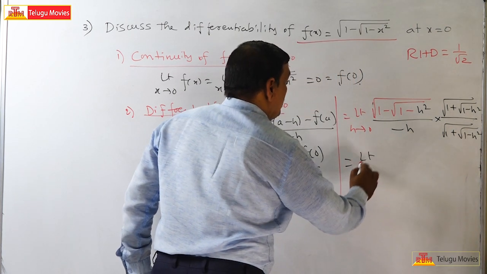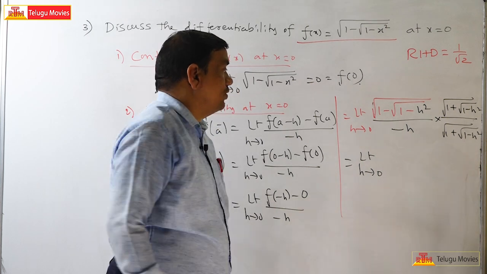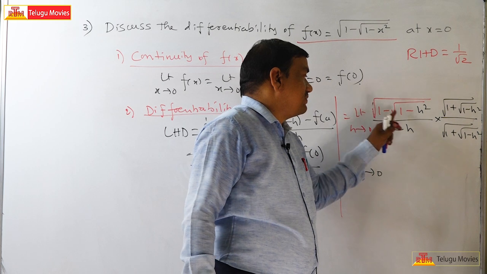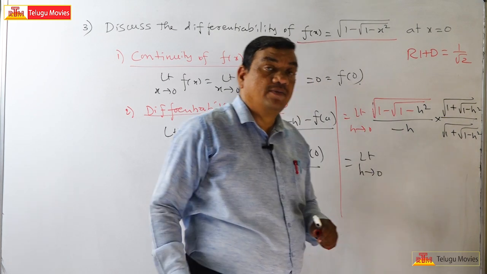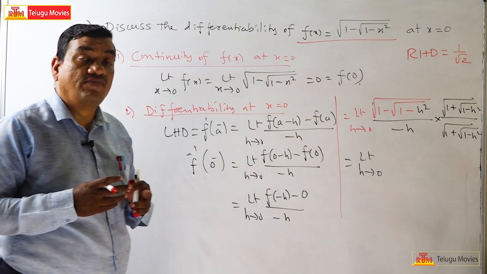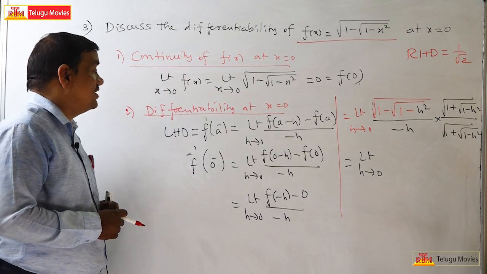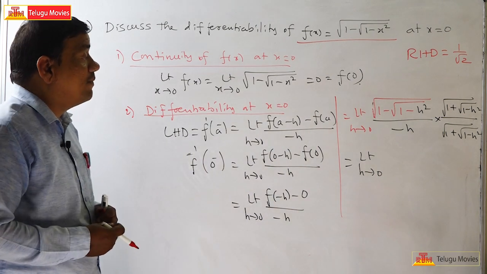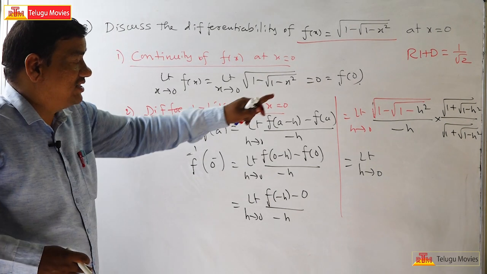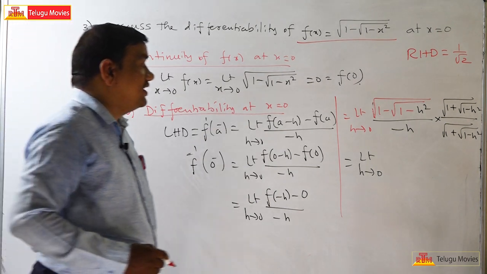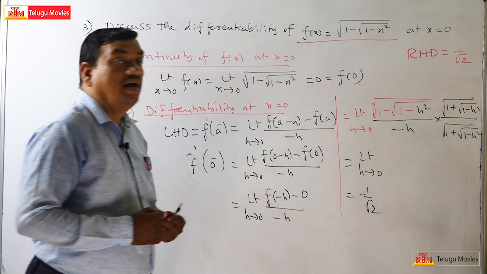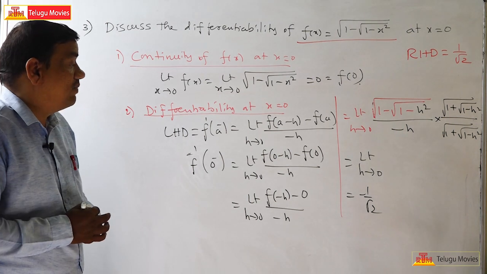So we get limit h tends to 0 of 1 minus root of 1 minus h square. Plus 1 minus 1 will cancel, leaving root of h square. Root of h square is how much? Modulus of h. As h approaches 0 and the denominator is minus h, h will get cancelled, and ultimately we will get minus 1 by root 2. Understand this? We will get minus 1 by root 2.